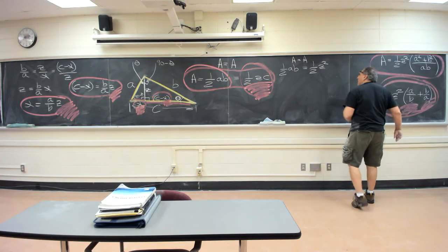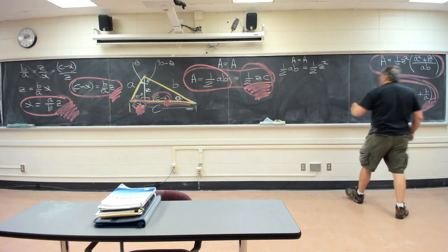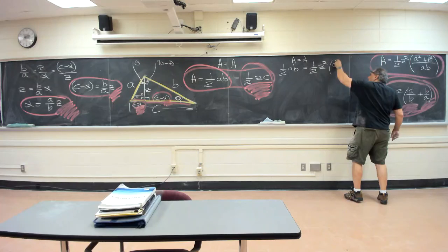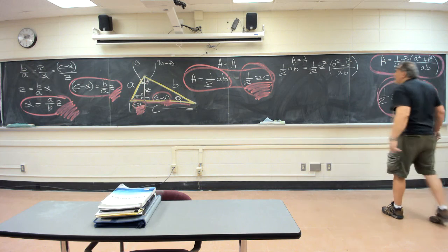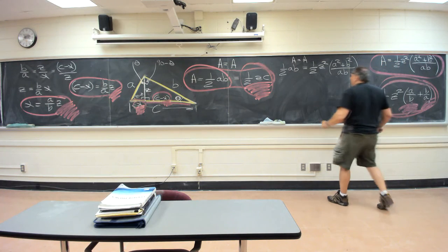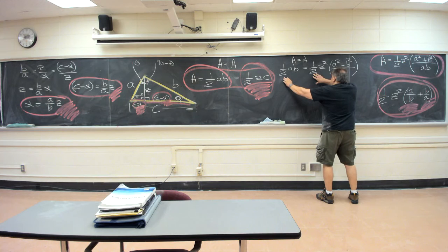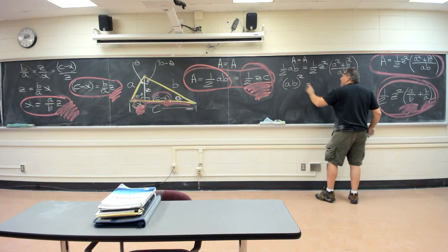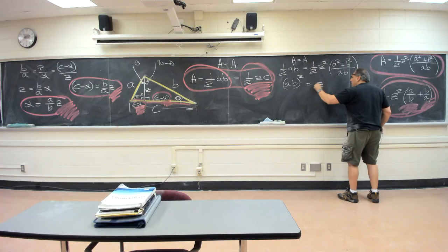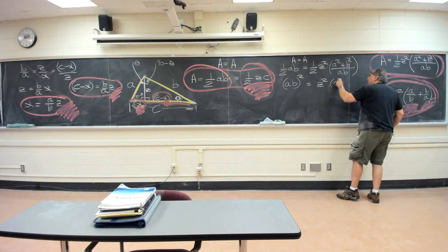1/2 z squared equals a squared plus b squared. Let's multiply by 2 on each side. Tell you what we're going to do. Let's divide by 1/2 on each side, which is the same as multiplying by 2 on each side. Multiply by 2 on each side, and then multiply by AB on each side. And you end up getting AB squared equals z squared times a squared plus b squared.